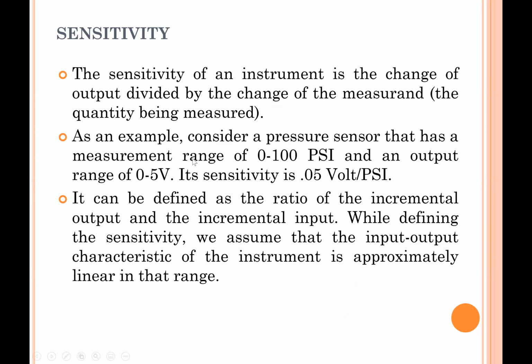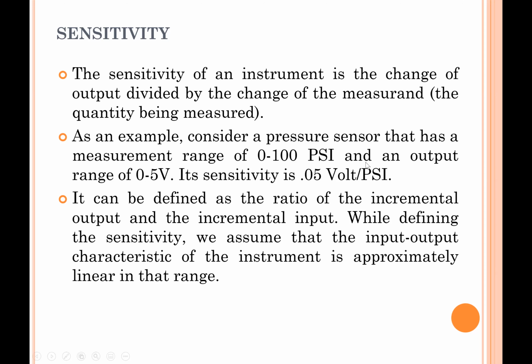Then we have sensitivity. Sensitivity of an instrument is the change of the output divided by the change in the measurement. As an example, consider the pressure sensor that has a measurement range of 0 to 100 psi and an output range of 0 to 5 volts. So the sensitivity will be 0.05 volts per psi. So basically when you're finding out the sensitivity, it means how much, for a small change in your input, the output can actually show some deflection. So this we find out by the change in the output divided by the change in the input.